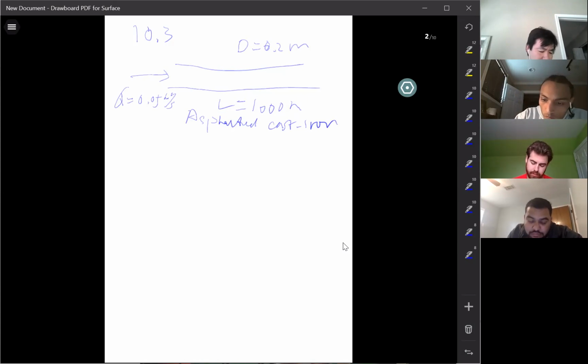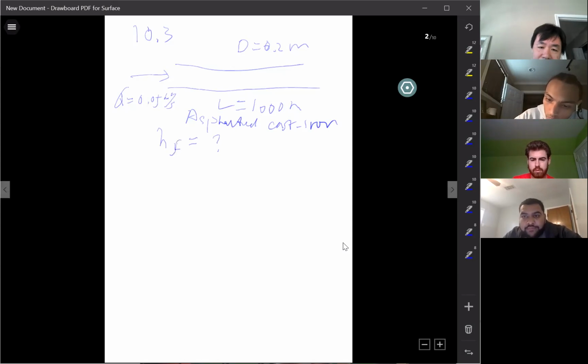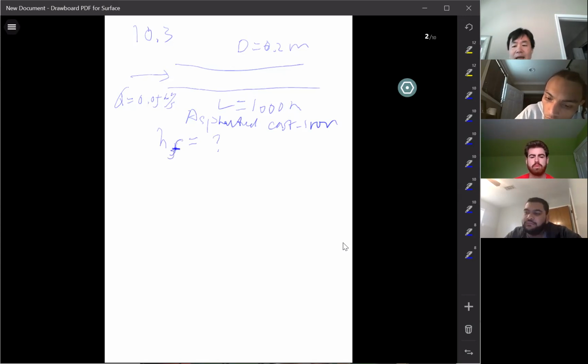Problem 27: what is the head loss? This head loss is only considered the frictional head loss. Basically there are no components on there, so this is the frictional head loss of this pipe. I think you should be able to know how to do it, right?